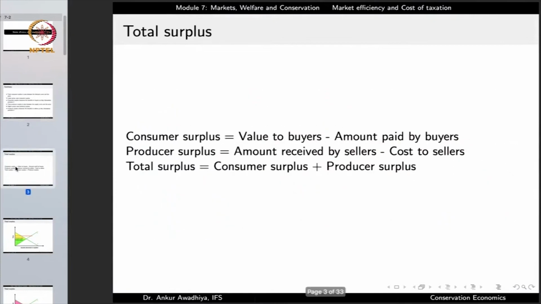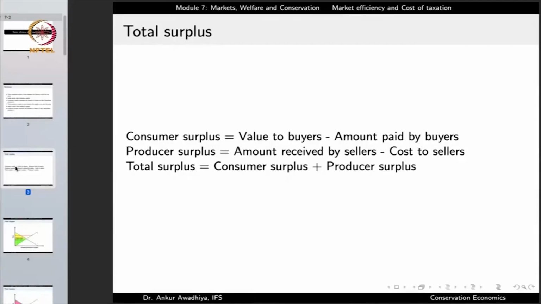Now, with both of these, we can define the total surplus. Now, in a market, people are either buyers or they are sellers. So, if we add the buyer's surplus and the seller's surplus, that is the consumer surplus and the producer's surplus, then we come to a value of the total surplus. So, total surplus is defined as the consumer surplus plus the producer's surplus.